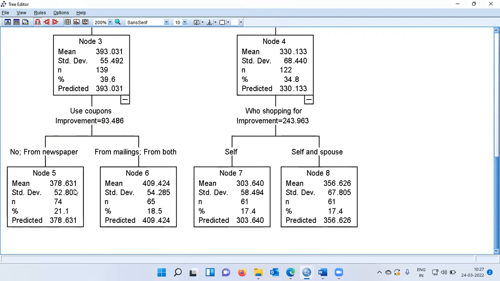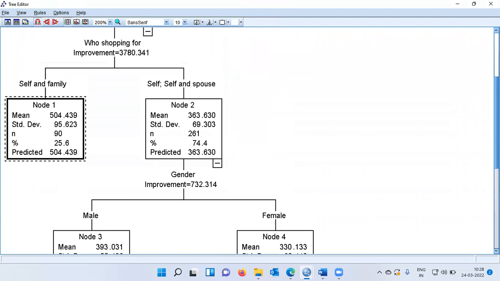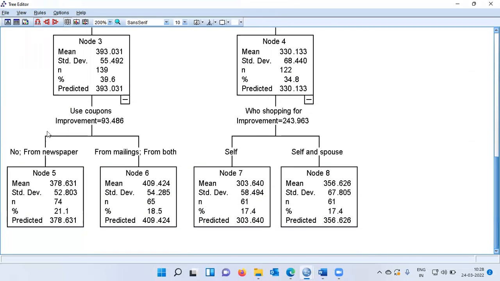So what do I infer about this particular profile? If you are shopping for yourself or for your spouse and the gender is male and you do not use coupons or you use coupons from newspapers, you are a less profitable customer because the spend is merely $378, which is less than $400. What happens when you use coupons from mailings, or coupons from mailings as well as newspapers? The average spend is $410, which is better than $400.